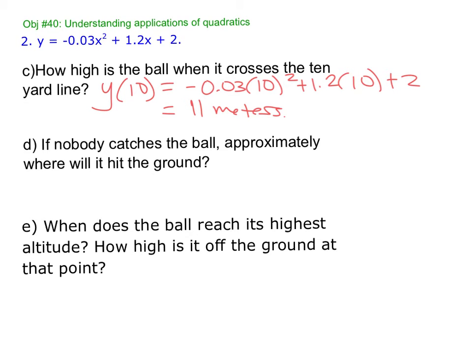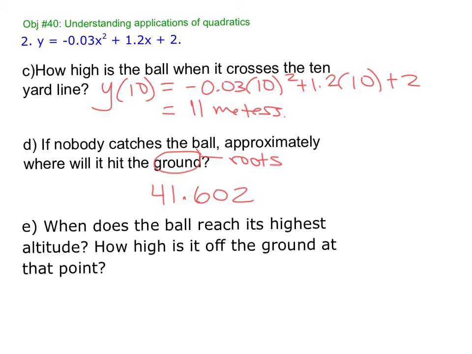If nobody catches the ball, approximately where will it hit the ground? Now, we actually did find that. What's the word for ground in quadratics? That's the roots, right? The roots of a tree are in the ground. So what did we get for that? What was our root that makes sense? 41.602, right? That negative one doesn't really make sense.